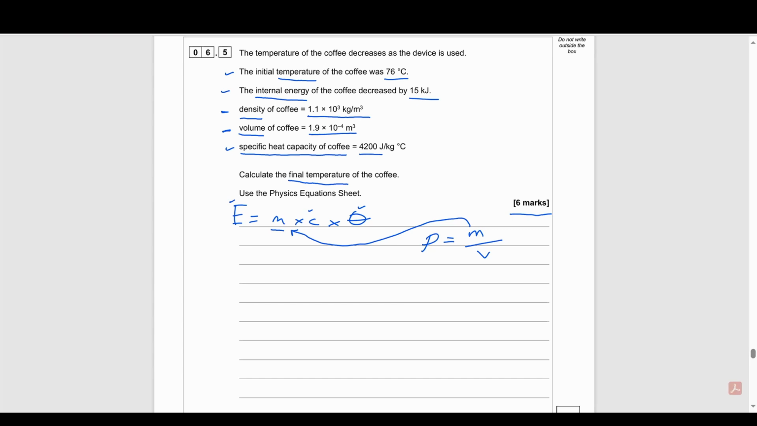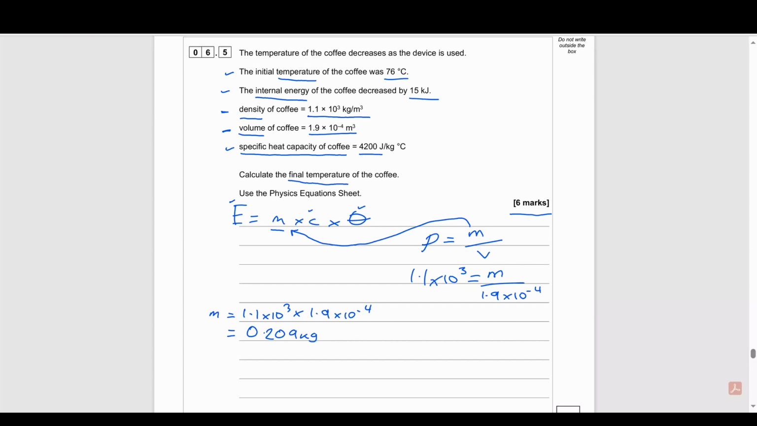Let's rearrange the equation. We'll plug it in first and guarantee ourselves a mark. Density is 1.1 times 10 to the power 3 equal to the mass we don't know divided by 1.9 times 10 to the minus 4. So rearranging that now, mass will be equal to 1.1 times 10 to the power 3 multiplied by 1.9 times 10 to the power minus 4. So putting that into our calculator, we'll get an answer of 0.209 kilograms.